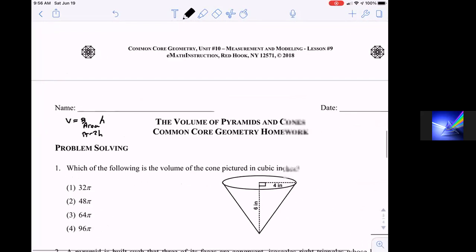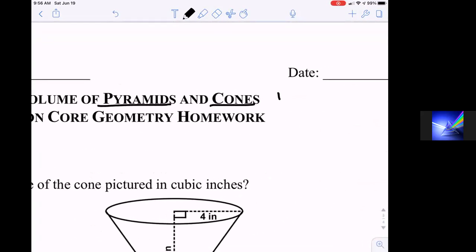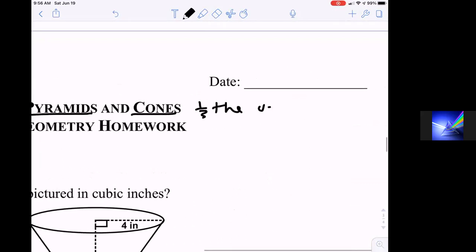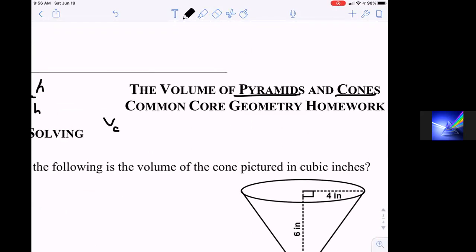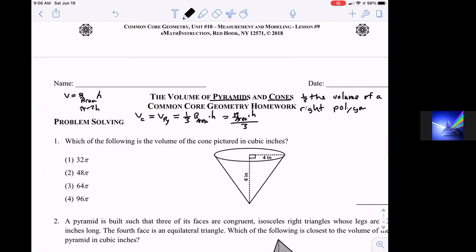A pyramid and a cone are both one third the volume of a right polygon. So in other words, the volume of a pyramid, VC is the volume of a cone, and VPY, which is volume of a pyramid, are both one third area of the base times height. Or we could write it area of the base times height divided by 3. I kind of prefer this way right here. But both of them are going to be the same thing. And that's what we're going to use as we go through this particular homework lesson.